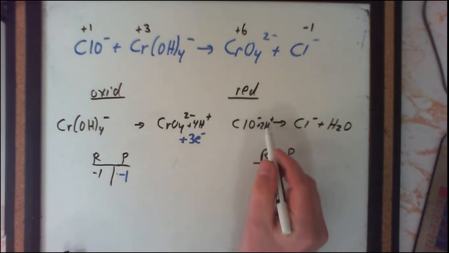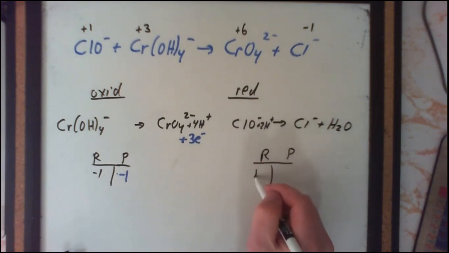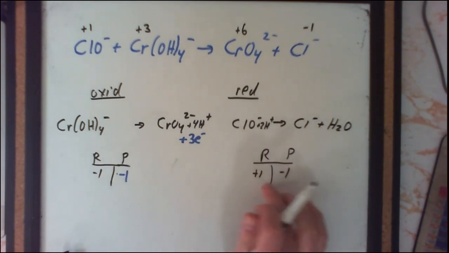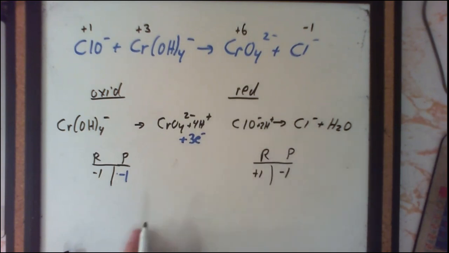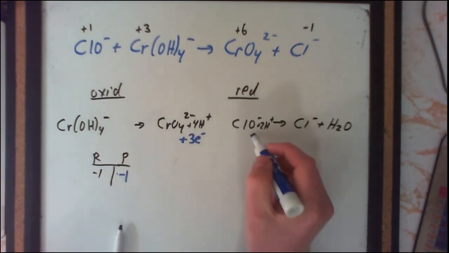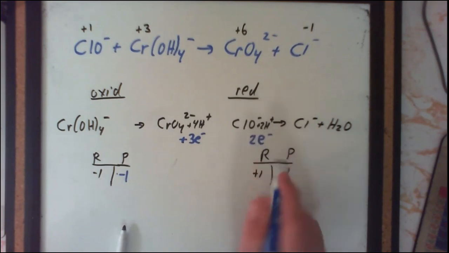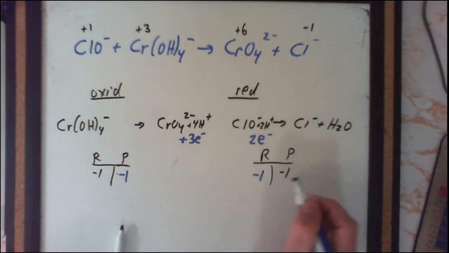Likewise, for the reduction half reaction, we have -1 plus a +2, which is +1 versus a -1. So I can reduce the +1 down to a -1 by adding 2 electrons to the reactant side. So now both half reactions are mass balanced as well as charge balanced.